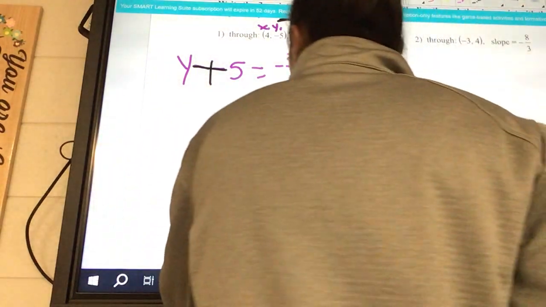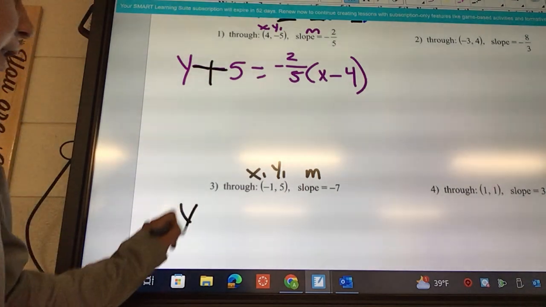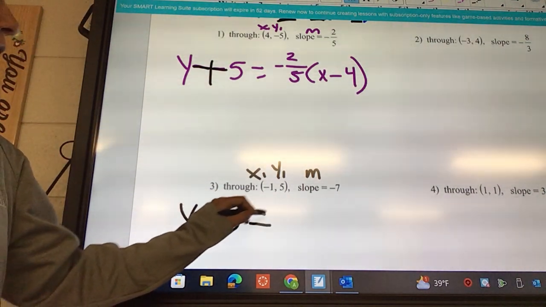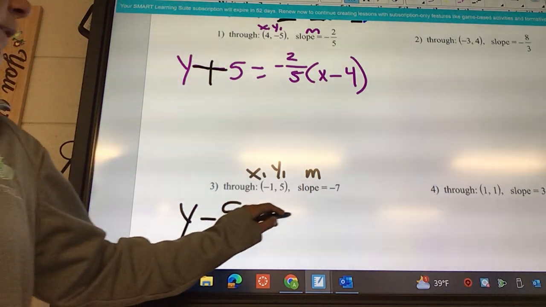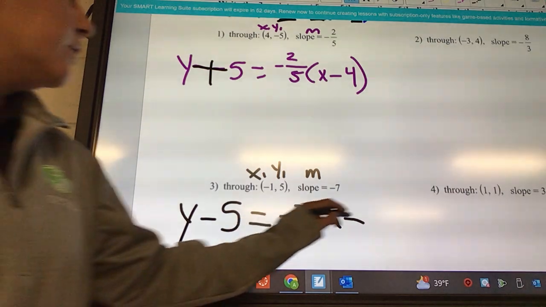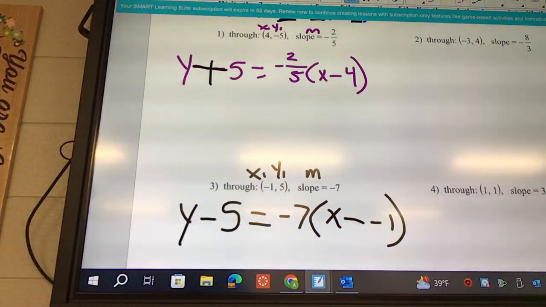Okay, number 3, we can say x1, y1, and that's my m. So it's going to be y minus, my y1 is 5, equals my m, -7, x minus x1, which is -1. And again, I have a minus there, and so a minus is really going to be a plus.